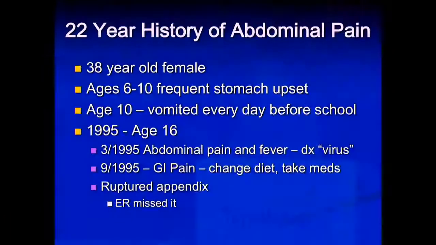They would return from vacation and just happened to stop in Portland on a day when I was in practice and had space to see her. So she could not get herself from the wheelchair. She couldn't do her own transfer. Too much abdominal pain and muscle weakness. Aged 6 to 10, she had frequent stomach upsets. She remembered at age 10 vomiting every day before school. At age 16, in 1995, she had abdominal pain and a fever. They told her she had a virus.